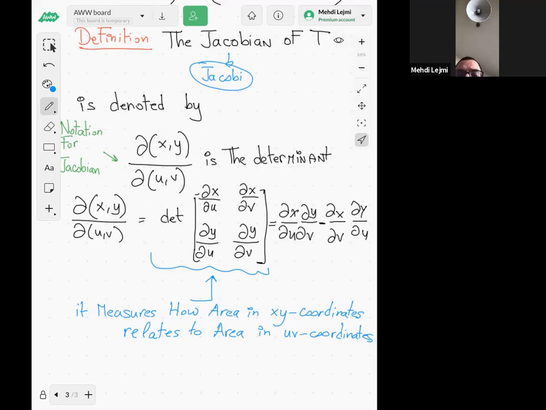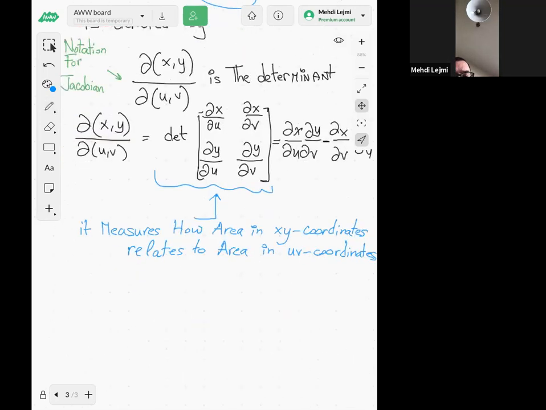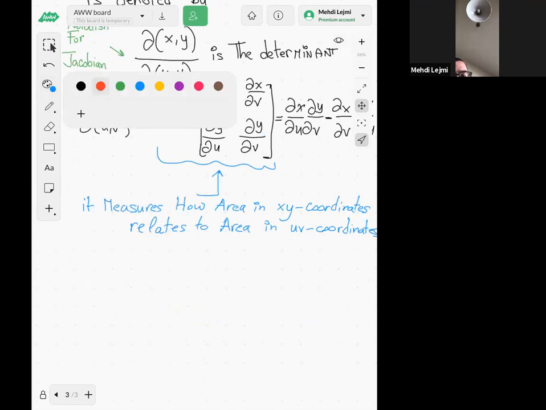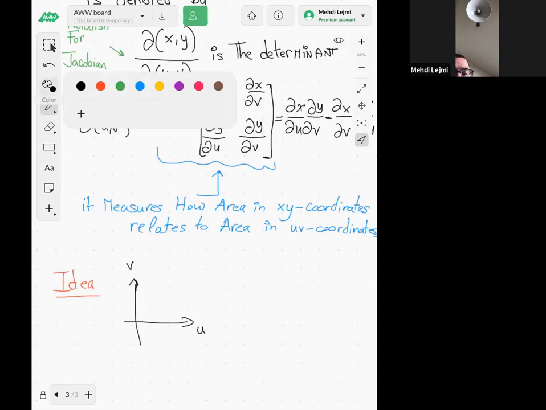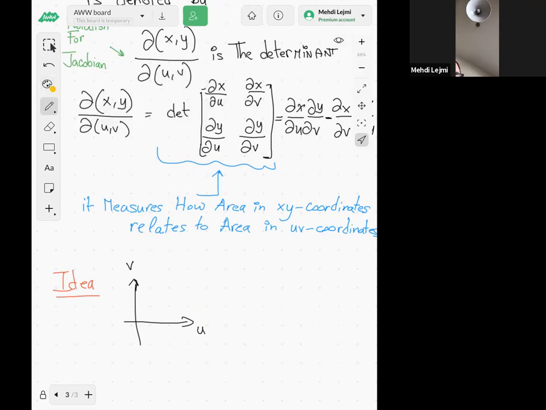So what I'm saying, guys, is that the idea is the following. We have first the u and v coordinates, and you have some region here. Let's say you have this rectangle or whatever. I have this region, right? Now, what's the area element in the u-v coordinates?